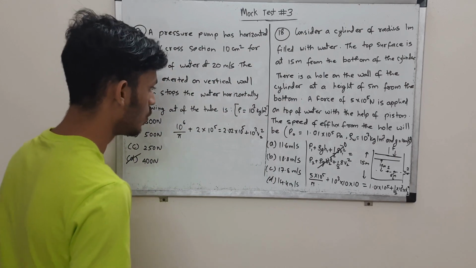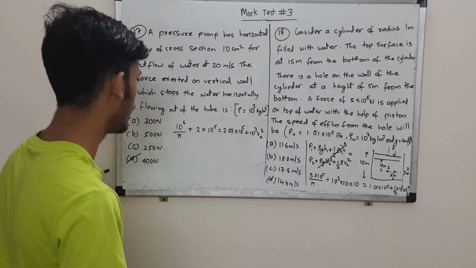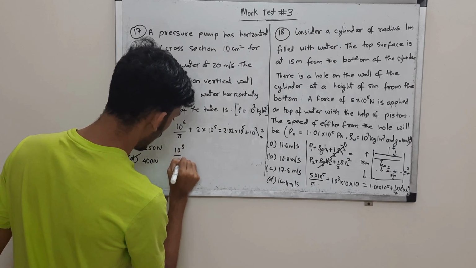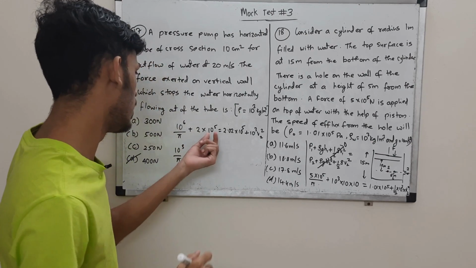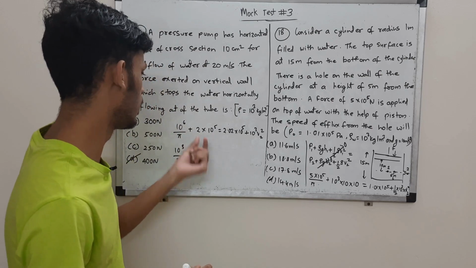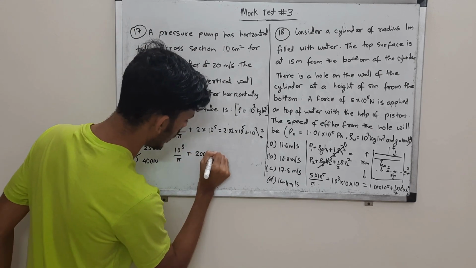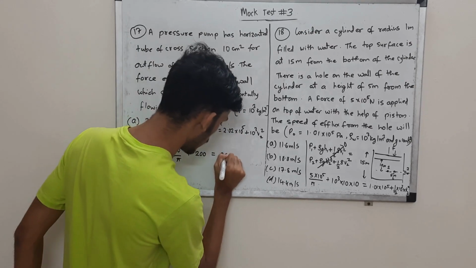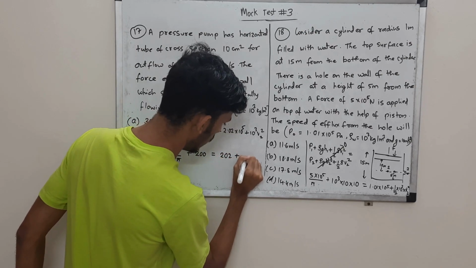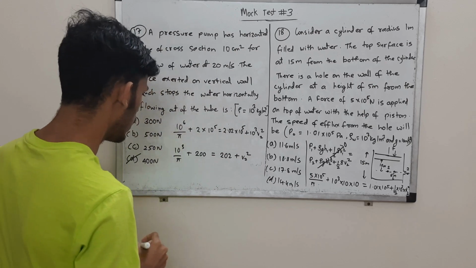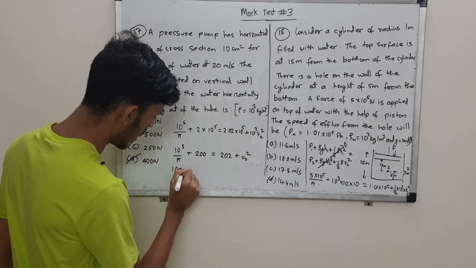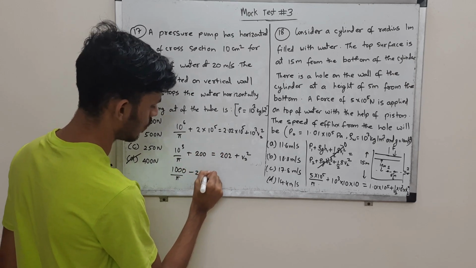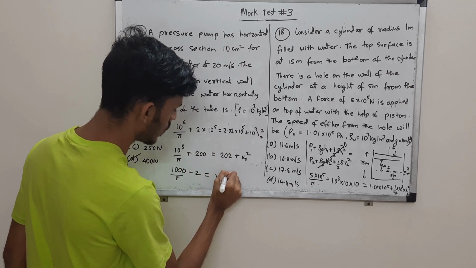We are supposed to find v2. So now again let us divide everything by 10 to the power 3. This will become 10 to the power 3 by pi. This will become 10 to the power 2, so you can multiply that, and that will become 200. Here we'll have again 10 to the power 2, so this will be 202, plus v2 square. Now let us solve this. This is 1000 by pi, and this will be 200 minus 202 minus 2. So this is v2 square.